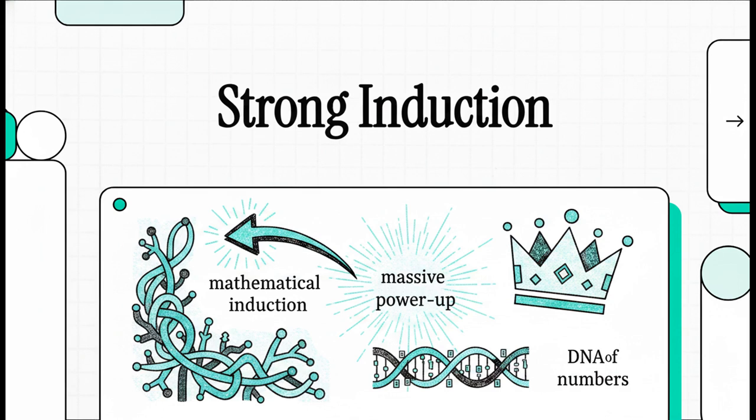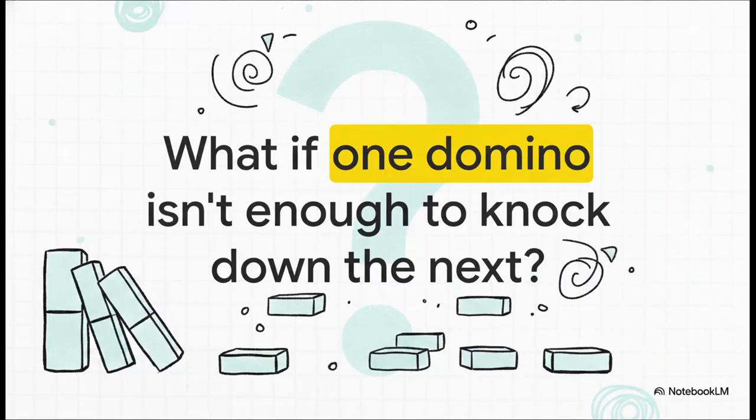Let's get into it. To understand why we need this upgrade, we have to look at a limitation in our current toolkit. You remember we talked about standard mathematical induction as domino math, right? You knock down the first domino, prove that any falling domino will knock over the one immediately next to it, and boom, you've proven an infinite chain of truths. But ask yourself this, what if one domino just isn't heavy enough to knock over the next? How do we prove an infinite chain when the immediate previous step doesn't give us enough force? Like, what if step k actually has nothing to do with step k plus 1?